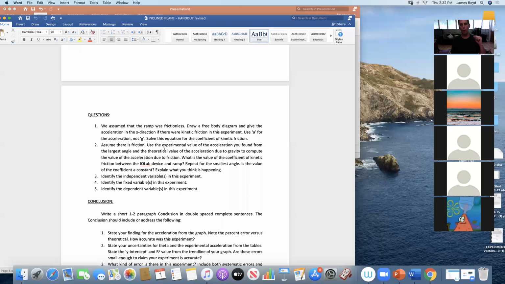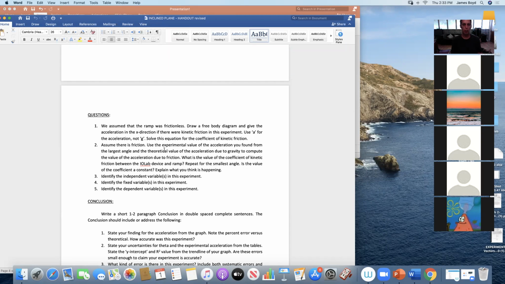Independent variables are variables that the researcher or experimenter chooses. We are choosing that theta is whatever it happens to be for each trial. We chose that. You could also say we chose the mass of the IOLAB, or we chose the coefficient of friction of the surface to be 0. But in general, what we're doing is choosing V initial 0, and we're choosing theta for each experiment.